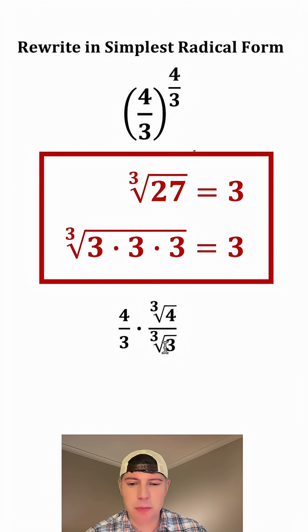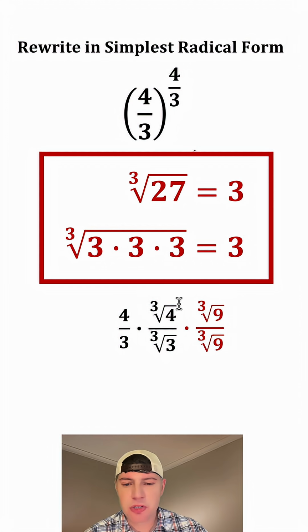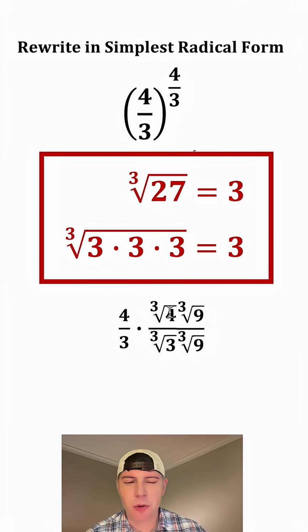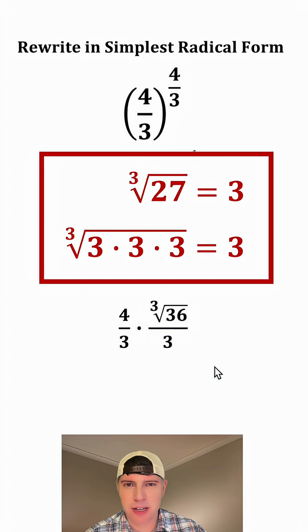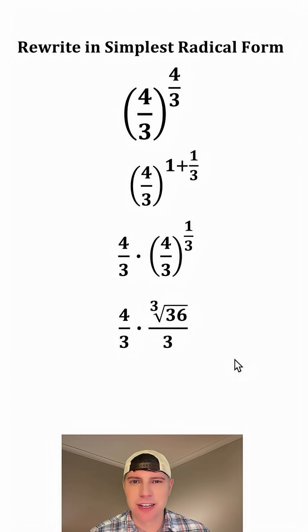So we've got to figure out some way to change this cube root of 3 into a cube root of 27. And we can do that by multiplying top and bottom by the cube root of 9, because the 3 times the 9 will give us the 27 that we need. These two top radicals are going to multiply, and these two bottom radicals are going to multiply, so we can smush them all together. On top, the cube root of 4 times the cube root of 9 is the cube root of 36. And on bottom, the cube root of 3 times the cube root of 9 is the cube root of 27. And as we mentioned earlier, the cube root of 27 is equal to 3. And now we no longer have a radical in the denominator.